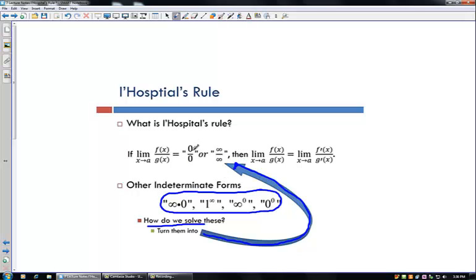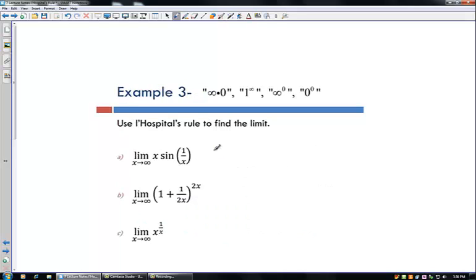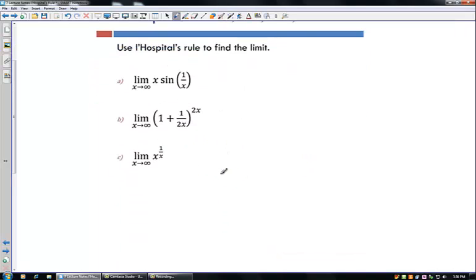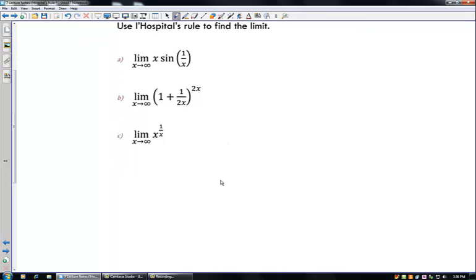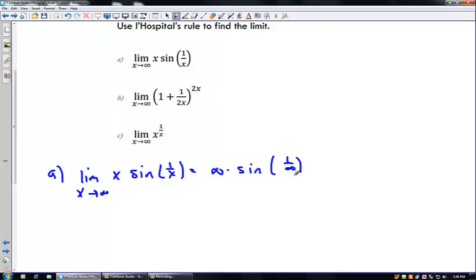So we'll try to turn it into one of these two forms, 0 over 0 or infinity over infinity. So let's take a look at the first example. I'm going to need some more room here, so I'm going to come down here and copy these down. So the first example, A, we have the limit as x goes to infinity of x sine of 1 over x. Now when I plug in infinity, I get infinity times sine of 1 over infinity.